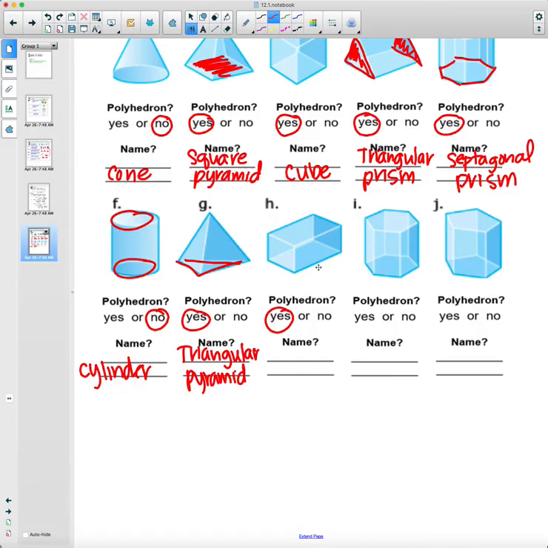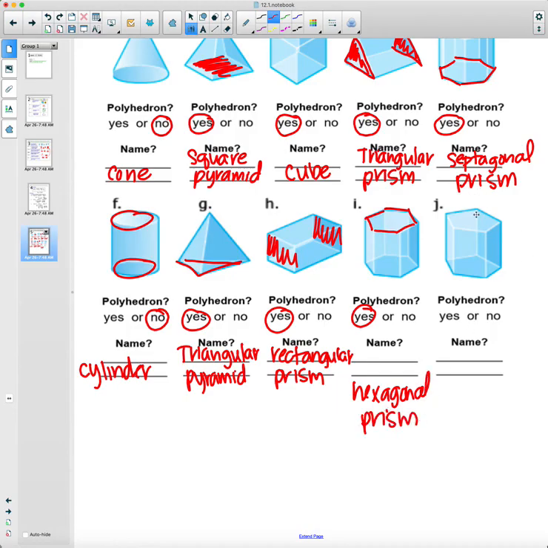Polyhedron for H, yes. It could be any of these bases since they're all rectangles. So this is a rectangular prism. And any of those could be the base. So if you want these ones to be the base, that's fine. Polyhedron for I, yes. Base shape, 1, 2, 3, 4, 5, 6 sides. So this one is a hexagonal prism with those two bases.